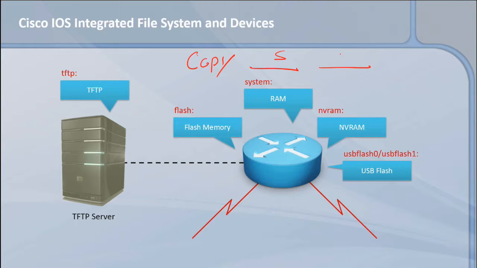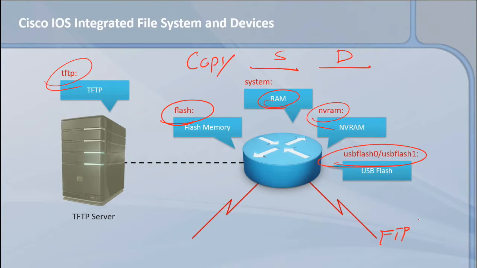In Cisco, it's almost always source and destination. Your source and destinations for working with the file system could be Flash, which is kind of like the router's hard drive. It could be RAM. It could be NVRAM. That's what happens when I do a write. It could be USB, and it could be a TFTP server. You could also pull things down from remote FTP servers. You could pull things down from HTTP. HTTP is read-only, it's not write.